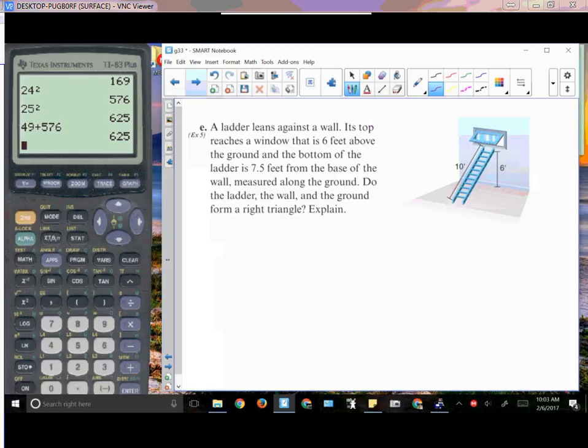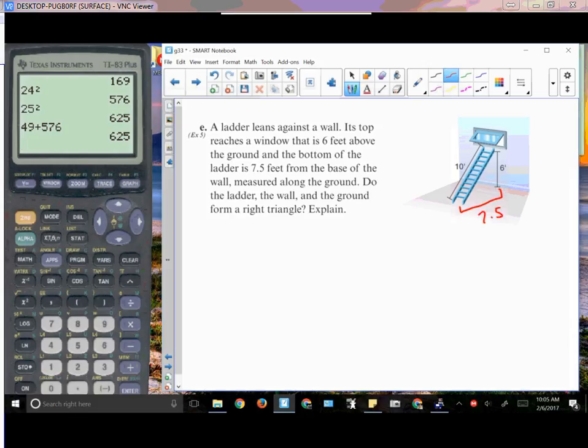So, give you a few moments, and I want you to go and think about this one. See what you can come up with. Alright. So it says a ladder leans against the wall. Its top reaches to a window that is 6 feet above the ground. Bottom of the ladder is 7.5 feet from the base. Now they don't have that in the picture, so I want to make sure that I put that in. So from here to here has to be 7.5.